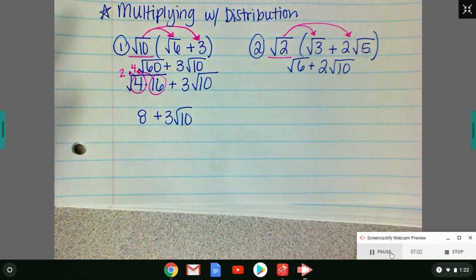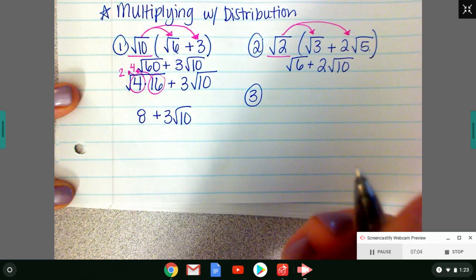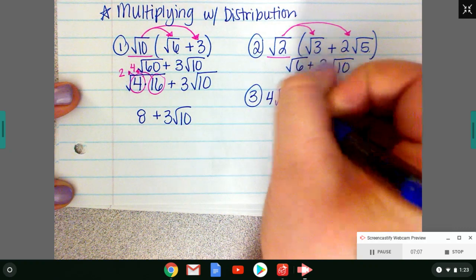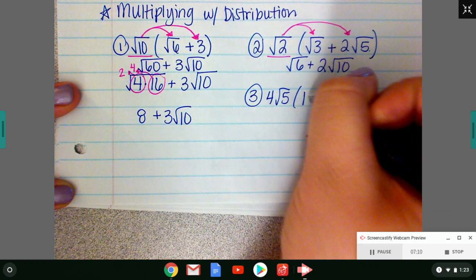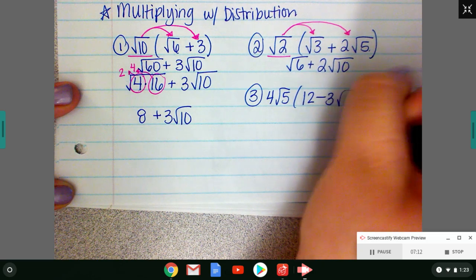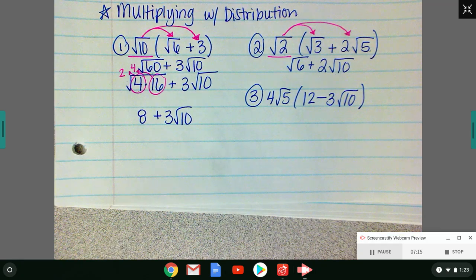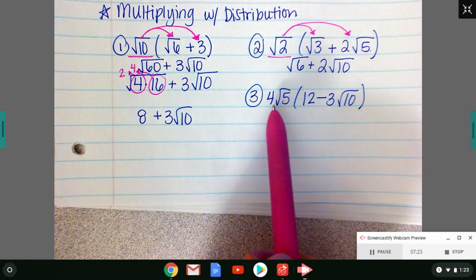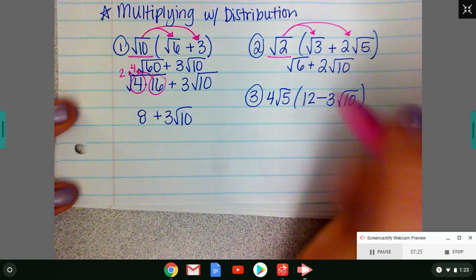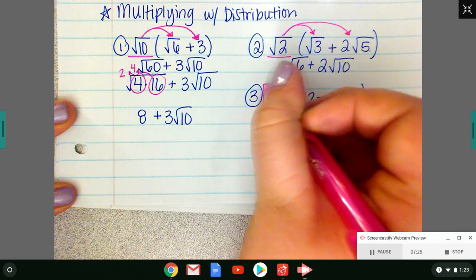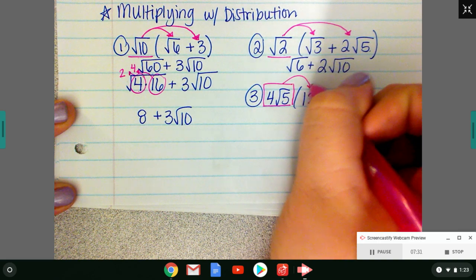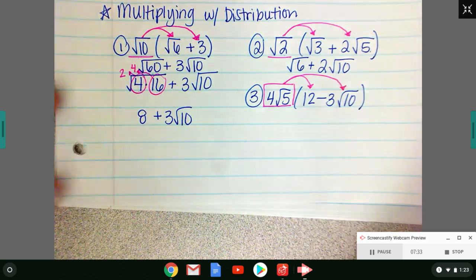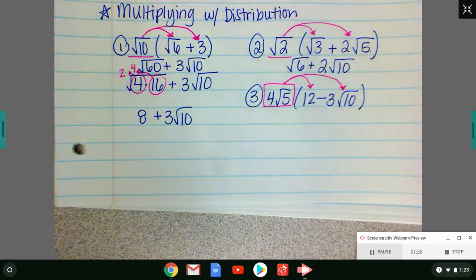All right, our last one then we will do like this. Let's do 4 root 5 times the quantity 12 minus 3 root 10. All right, so notice I've been kind of progressing on the outside here and here. We are distributing a radical. Now we're distributing a radical with a coefficient. So when we distribute, we have to be careful. This whole thing is getting distributed into the 12 term and into this 3 root 10 term. So be careful that you're looking at terms correctly. This is one term, not 2.